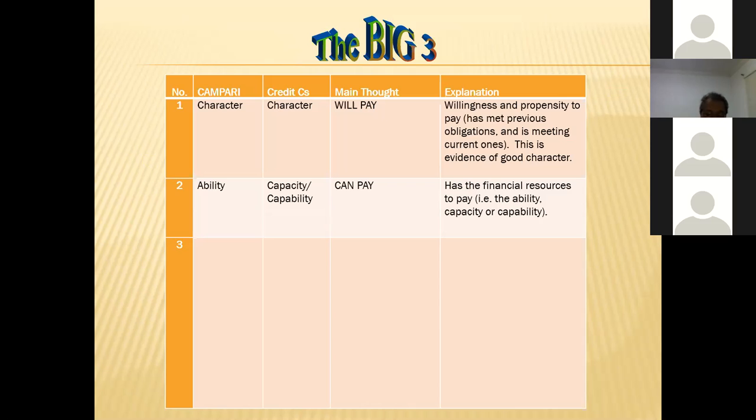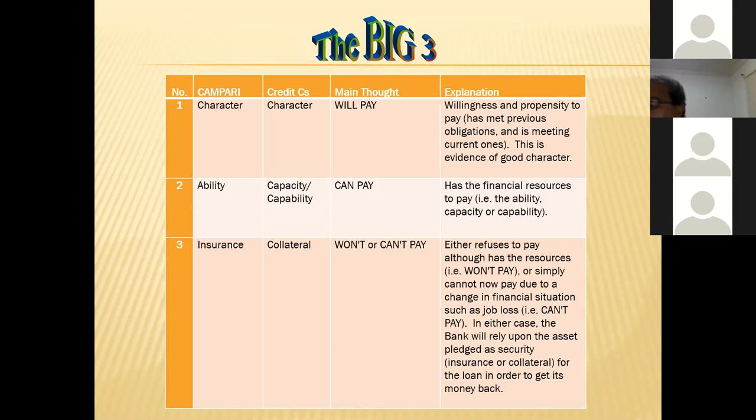Okay. And then thirdly, insurance or collateral. That is your backup plan. What if the client won't or can't pay? That's the main thought, won't or can't pay. So the client either refuses to pay although he or she or the business has resources, or they simply cannot pay now due to a change in financial situation, such as a job loss. In either case, the bank will rely upon the asset pledged as security for the loan in order to get its money back.